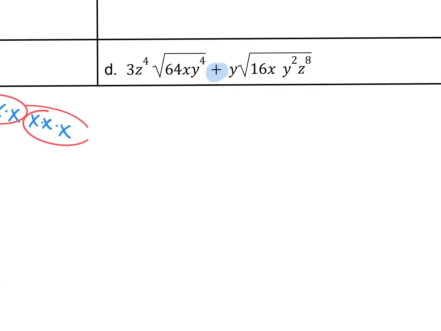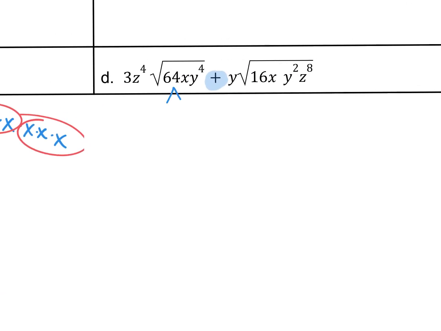So first term, 64. Break it down. I'm going to do 8 and 8. Then I'm going to break these 4s down. Perfect. Just 1x and 4 y's. Perfect. So we got a 3z to the 4th on the outside. Let's see who's joining him.